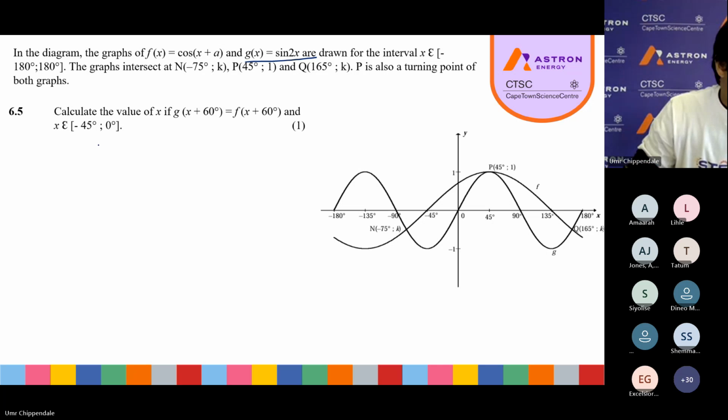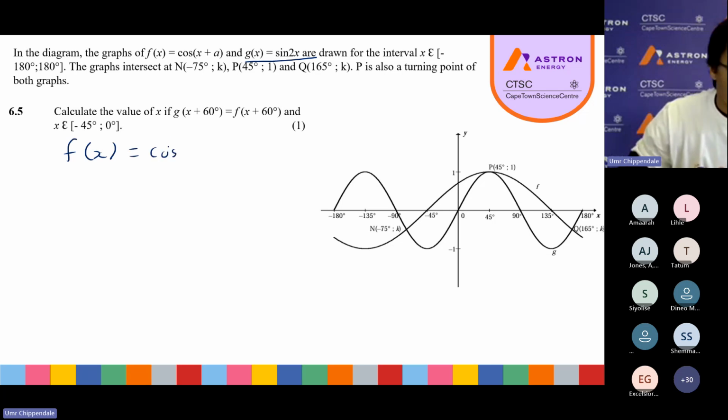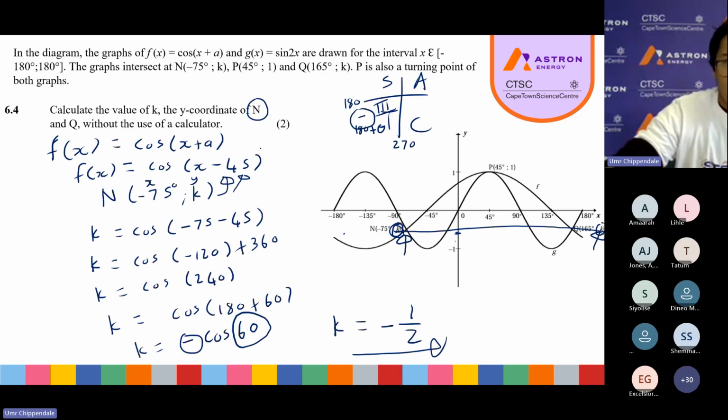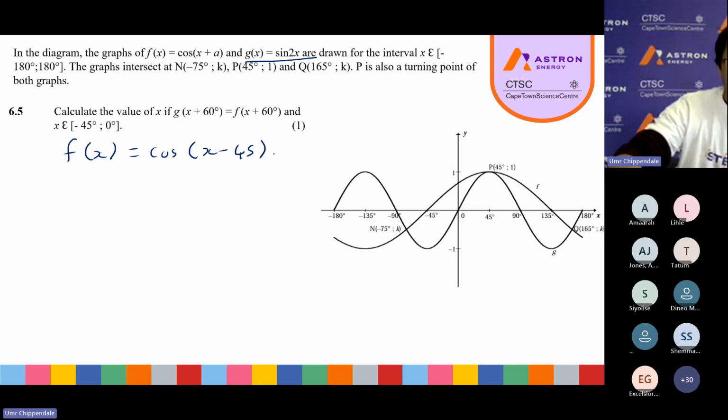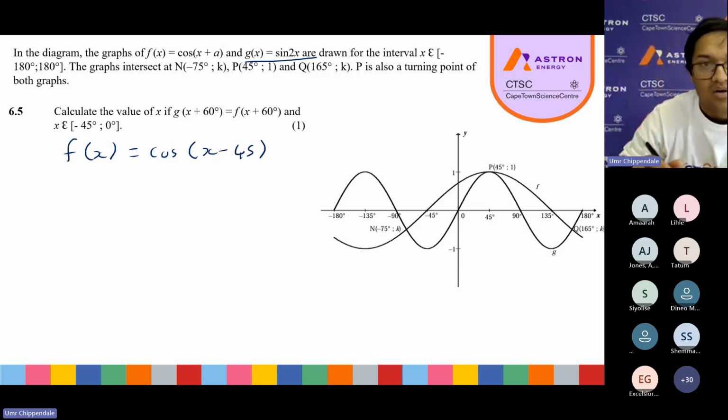There we go, f of x. Now f of x is equal to cos of x minus 45. Right, and we got this f of x from this over here. Right, here we go. So this is our cos f of x. So we're going to solve f of x, and then we're going to get to what g of x is. Now, what this basically means is, what do I mean by that?